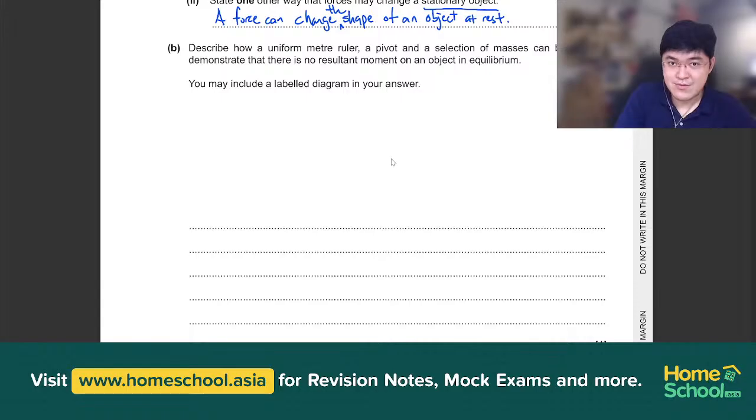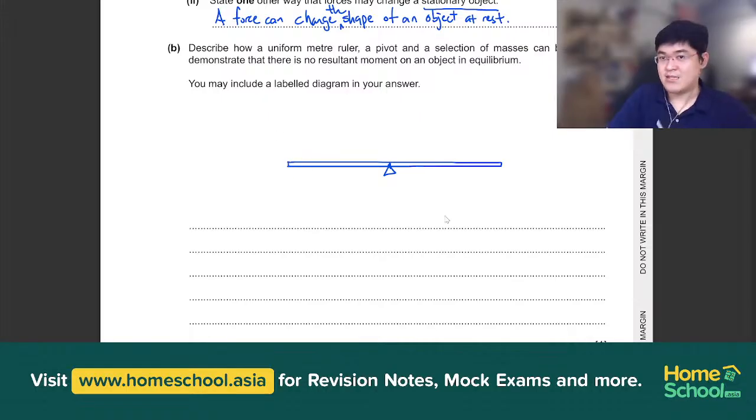So they want you to use a uniform meter rule on a pivot like this. Do pardon the really unfortunate drawing that I'm doing over here. Okay, so this is the pivot and this is our ruler. We have a ruler over here. Fantastic. This is not as bad, and we can use a selection of masses to demonstrate that there's no resultant moment on an object in equilibrium.